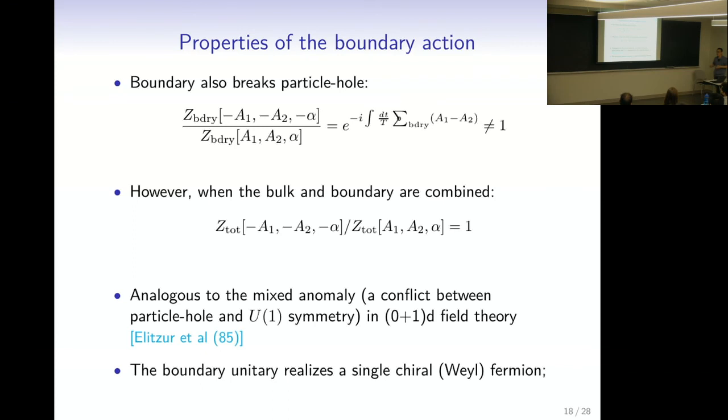In this setting, they have this type of conflict, a mixed anomaly of particle hole symmetry and U1 symmetry. Here we don't have imaginary time, but nevertheless, the situation seems to be very similar, which is also expected from the fact that the boundary unitary is in some sense anomalous. It's something like chiral fermions in one-dimensional space, so that is supposed to be anomalous. And it seems like this effective action calculation is consistent with this expectation.